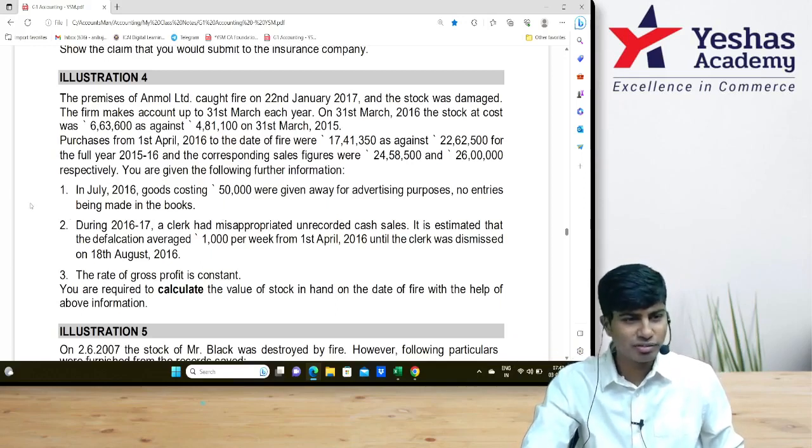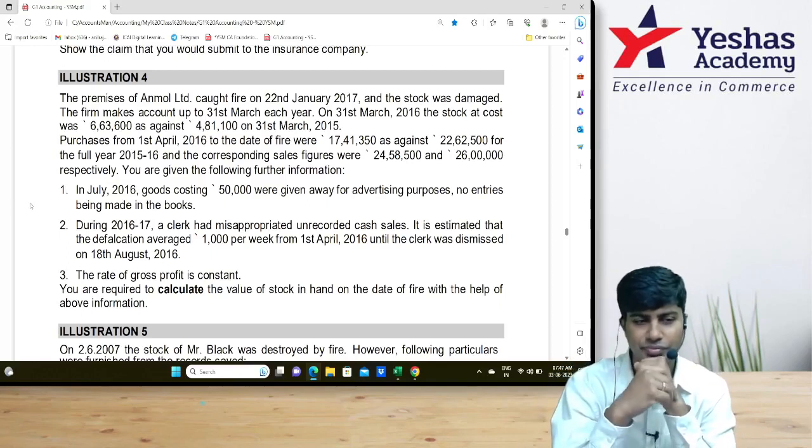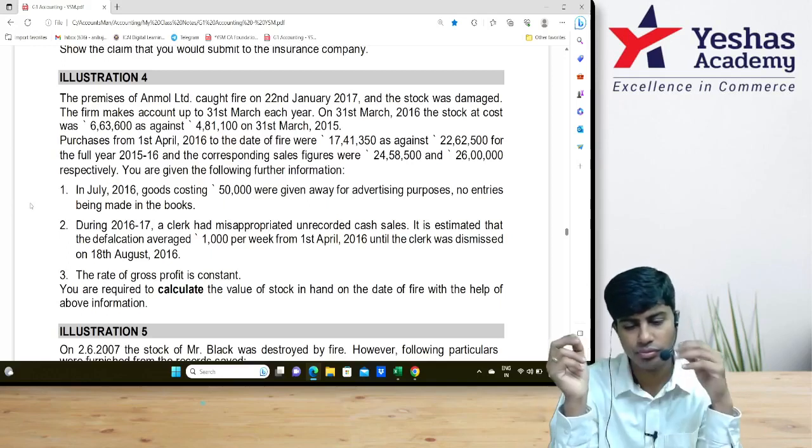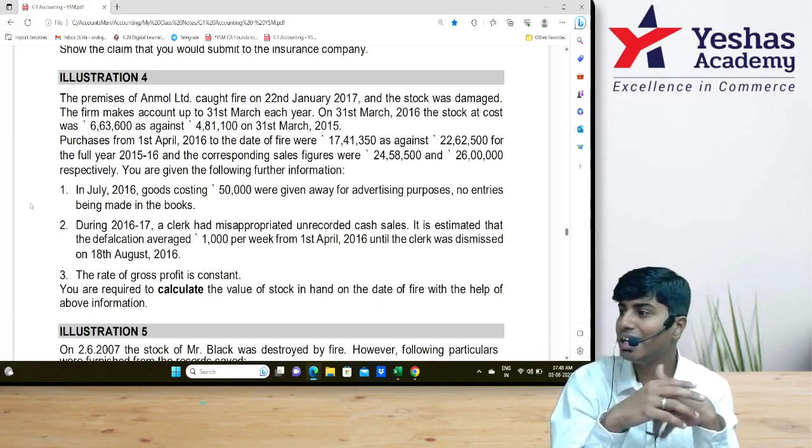Zaiban will read the fourth one. Zaiban has a throat problem. Please read. Sleepy? Tired? All good? Fourth one. Premises of Anmol Limited caught fire on 22nd Jan. Underline the date: 22nd of January 2017. What is this? Date of fire.